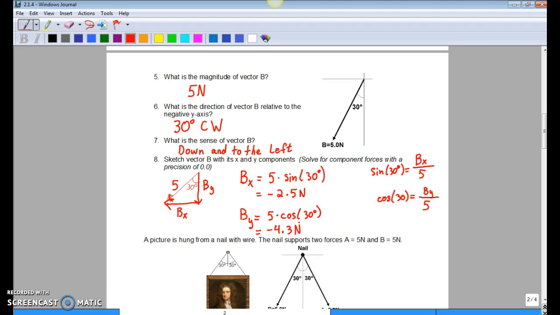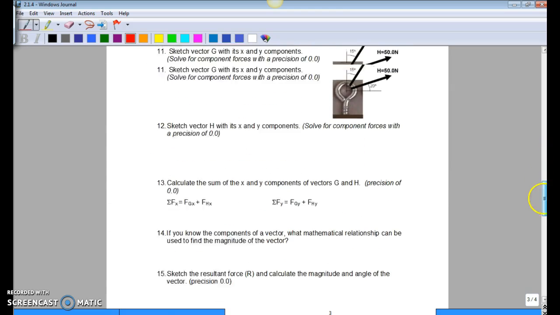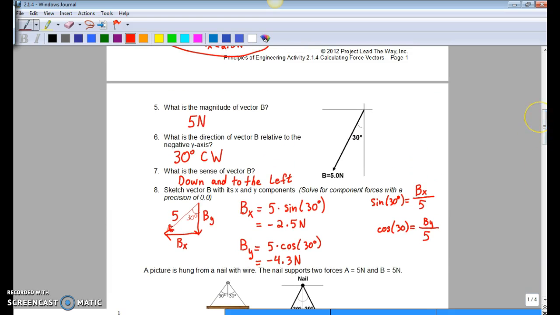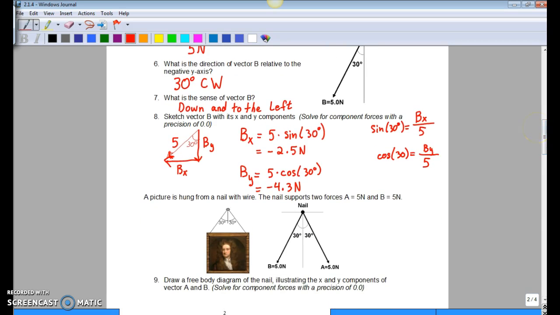And let's call this video good, because I'm going to do 9 through 15 here in a second video. I like to make these videos less than 10 minutes. So I'll just do a second video, 2.1.4 part 2 in just a minute. But we've gotten through question 8. We've broken vectors a and b into their components x and y. And next we will do an application of a picture being hung. So that is it for part 1.